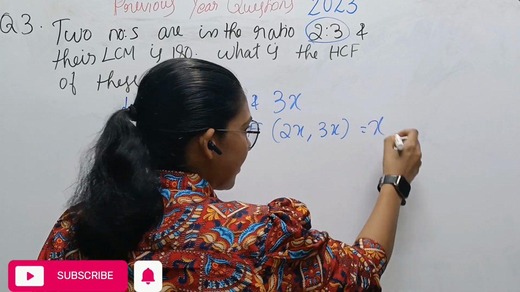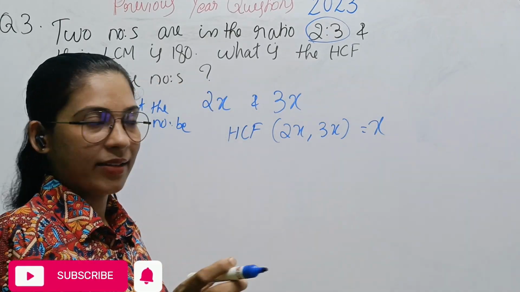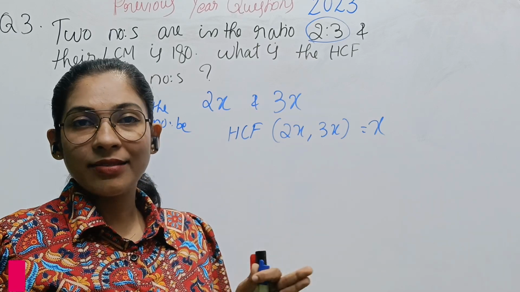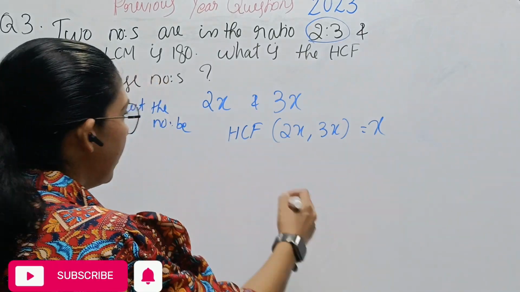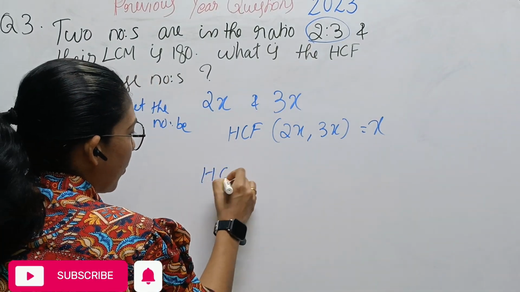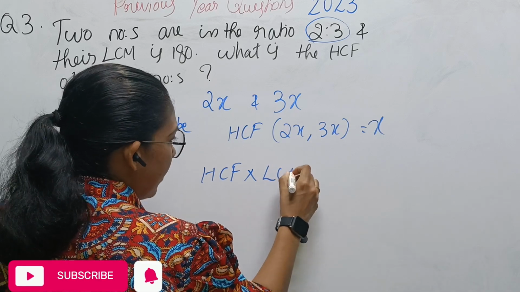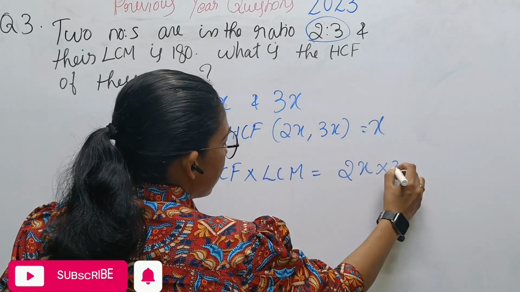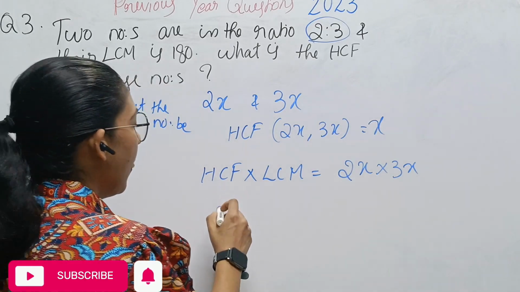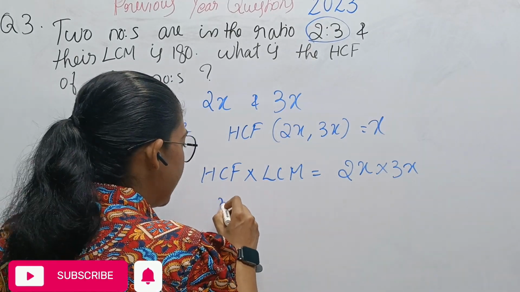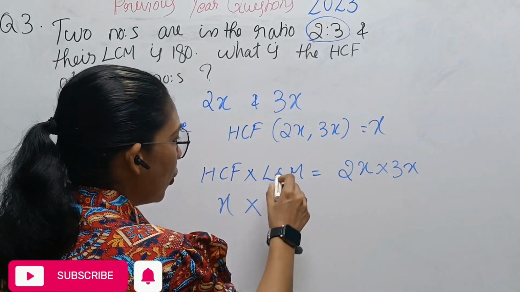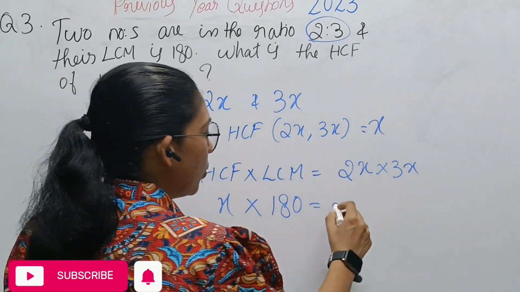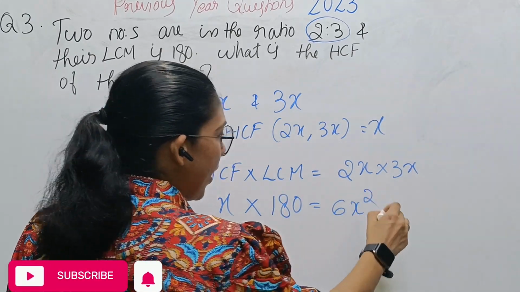It is x. Okay, highest common factor, and we can take x as the highest common factor, that is HCF. Then by the relation, product of HCF and LCM is equal to product of two numbers. What is it? HCF, we don't know. HCF is x into LCM is 180, which is equal to 6x square.